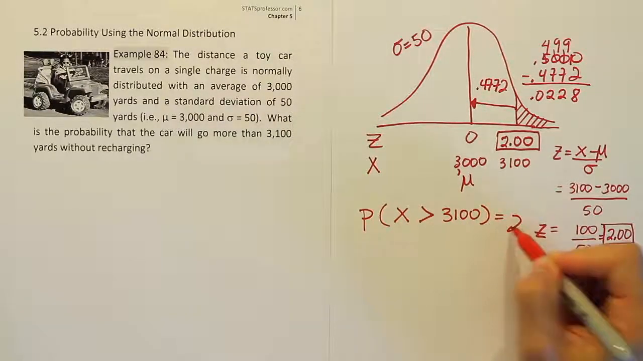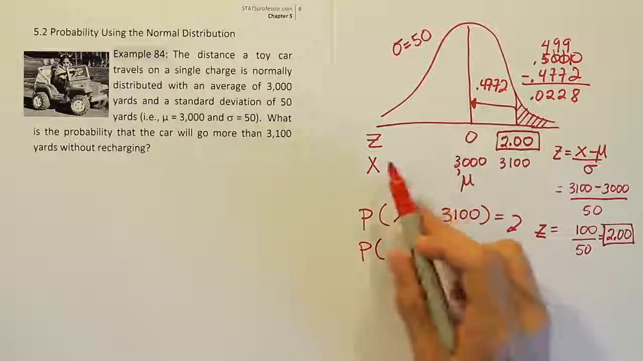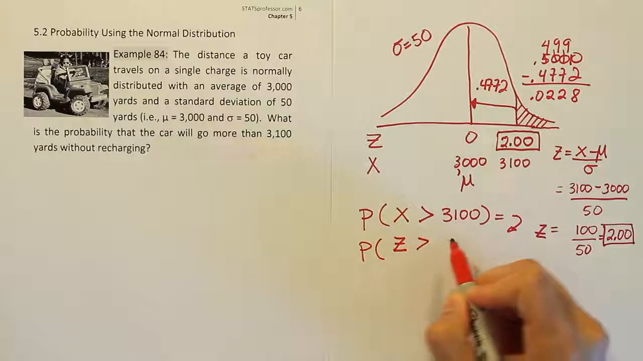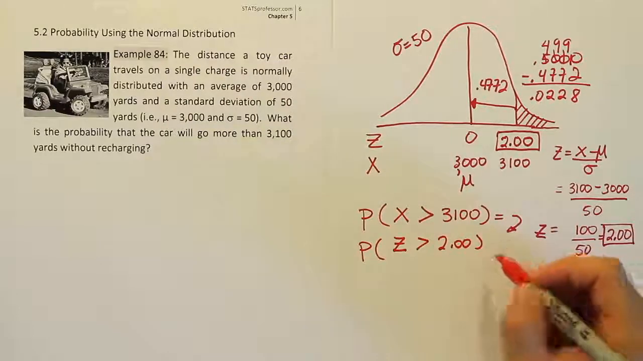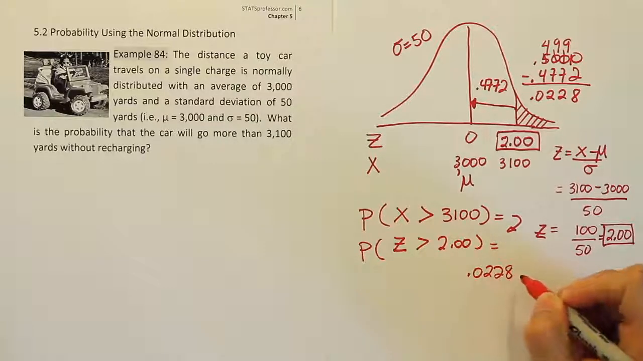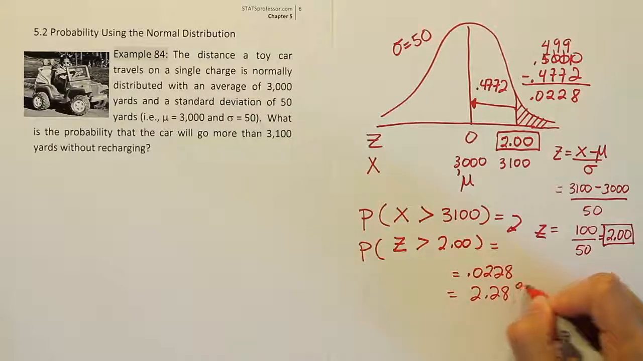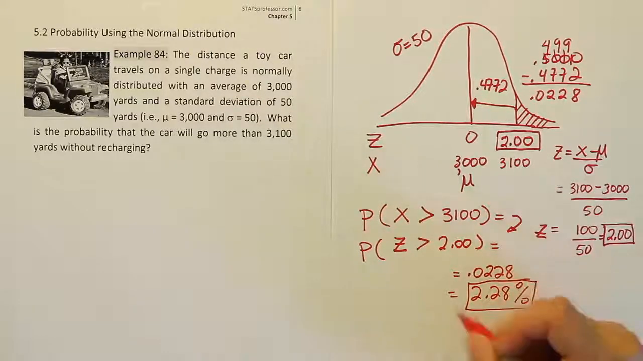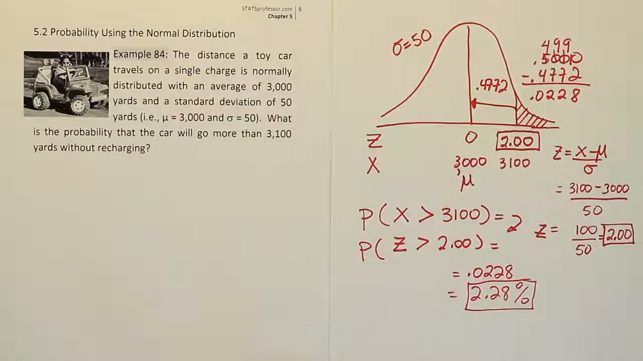So let me just rewrite this statement a little bit. I'm going to say the probability that x is greater than 3,100 is the same as the probability that z is greater than 2.0. That's what we just showed, right? That these two probabilities are equivalent. And if I do that, the answer works out to be 0.0228, which we just said was the same as saying 2.28%. And that is the probability that this little girl will be able to drive her car more than 3,100 yards without going back for a recharge. So it's not a huge probability, so she better be careful and make sure she keeps it charged before she goes too far on it.